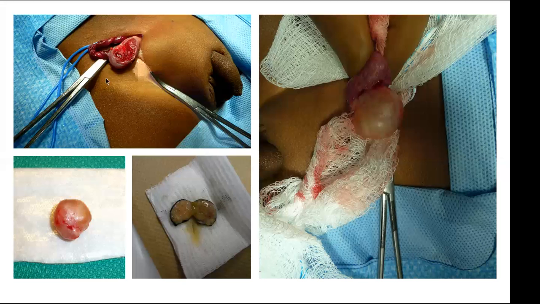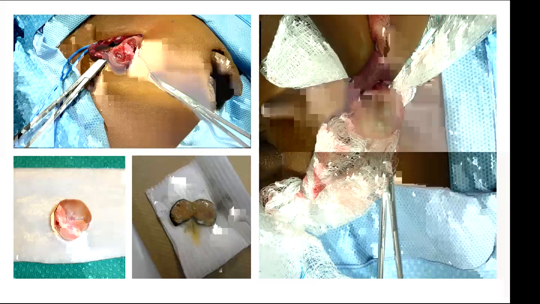So this is the nodule completely dissected away from the rest of the testis, and you can see that it's kept intact. And then over here, you see the defect left when the mass was removed in completion. And here it is, and then we transected it at this level here. Pathology ultimately revealed a benign teratoma in this patient.